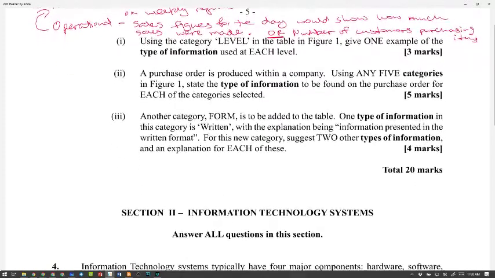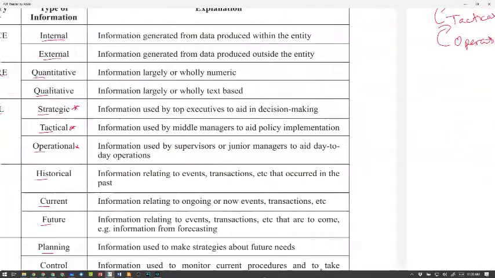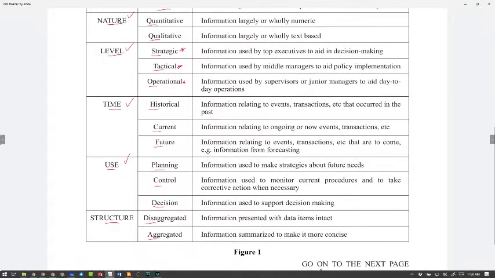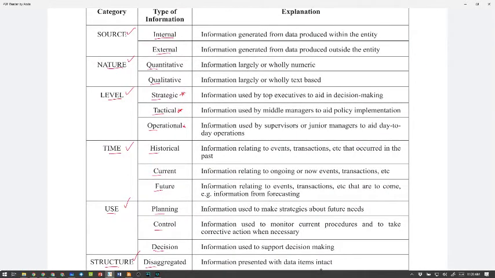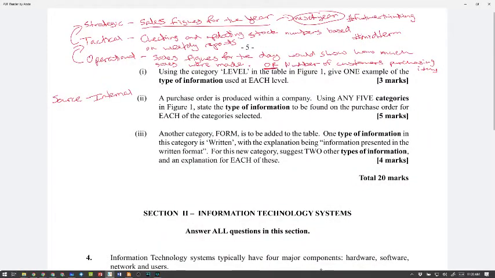Okay, a purchase order is produced within a company. Using any 5 categories in figure 1, state the type of information to be found on the purchase order. So the categories we have are source, nature, level, time, use, and structure. We want to choose 5 of these and say the type of information. If we say source, the source of a purchase order is internal or external? That's internal, because it is produced inside the company.